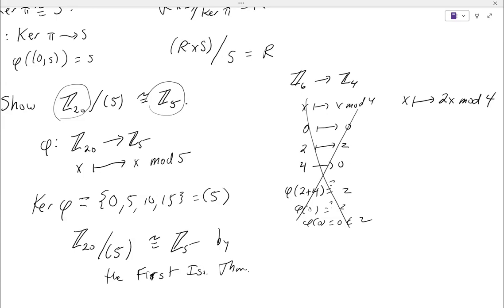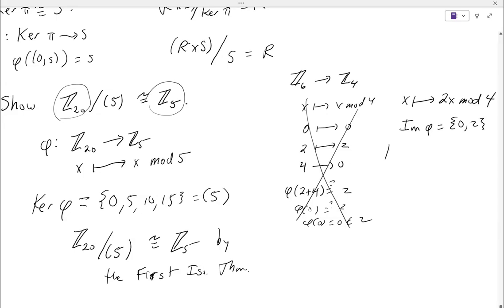In this case, what does everything get mapped to? What are your two possibilities for outputs? Two and zero, right? Either you're going to double something that's odd and get 2, or you're going to double something that's even and get 0, right? All right, so your image, in this case, if I call this phi, will be 0, 2, right? The ideal generated by 2 in Z mod 4.